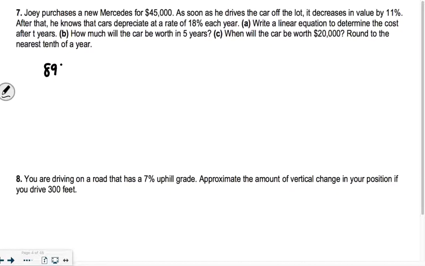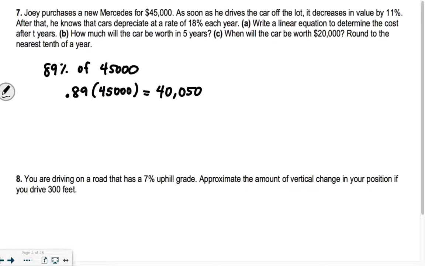So 89% of $45,000. I did on my calculator 0.89 times $45,000, and I got $40,050. Did we all get that? That's how much it is at time 0, basically. So I'm going to write that as a point: after 0 years, it's valued at $40,050. I'm not going to put the comma in with my 40,000.